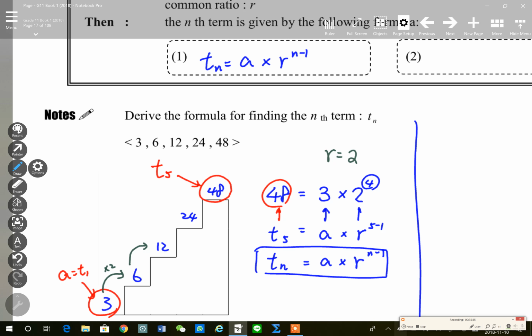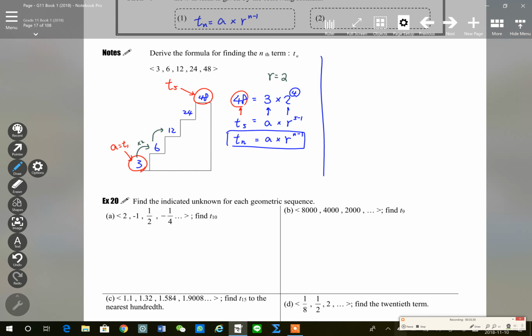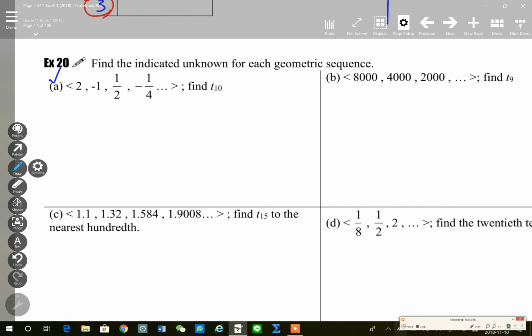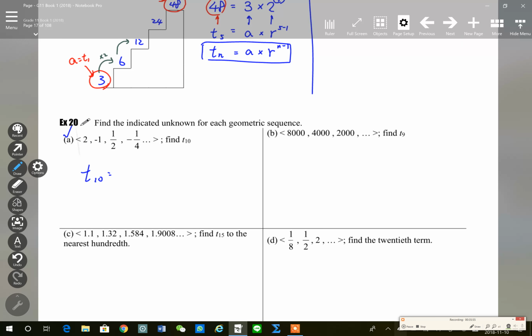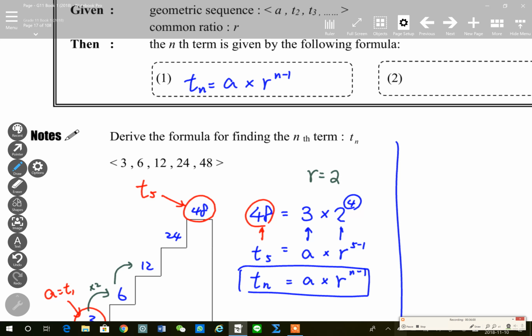Good. So we're gonna try this formula for a couple questions, and then we'll talk about the second formula. So please do question A first. We'll start with something easy. We want to find T10. Put into your formula the 10th term. A means the first number. R is the ratio.